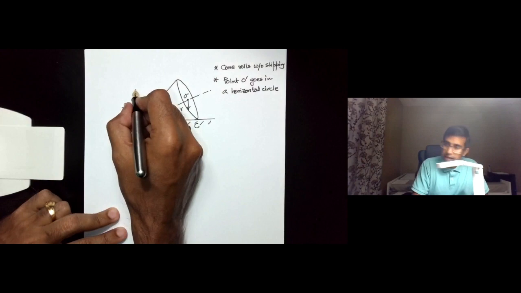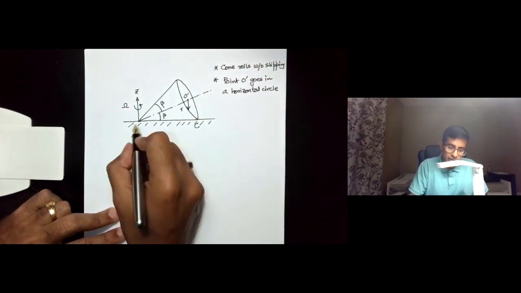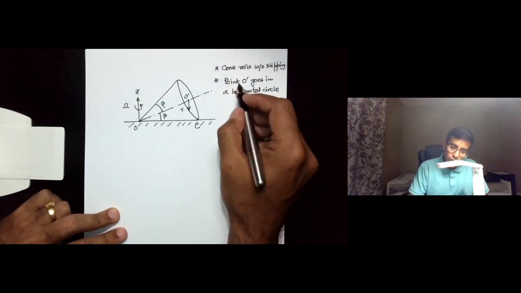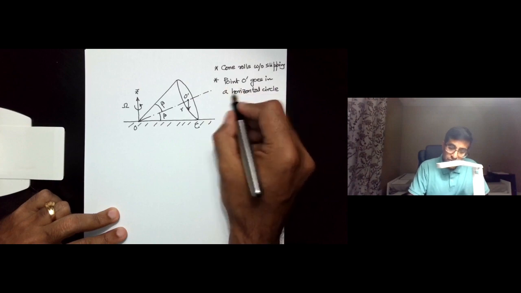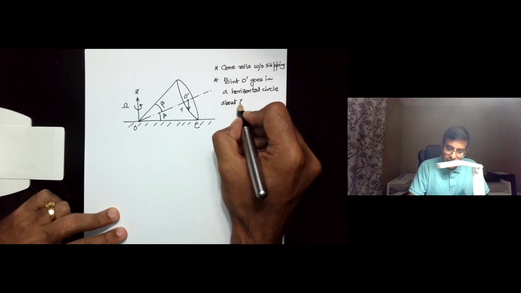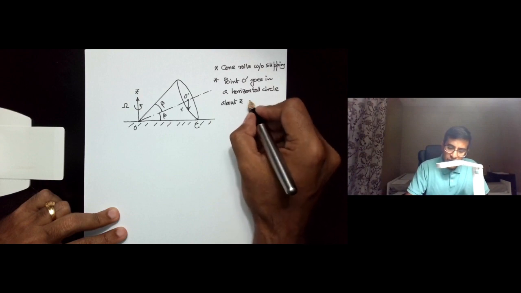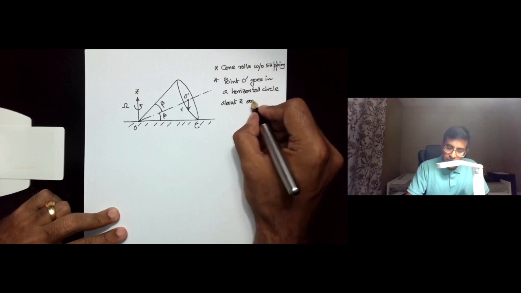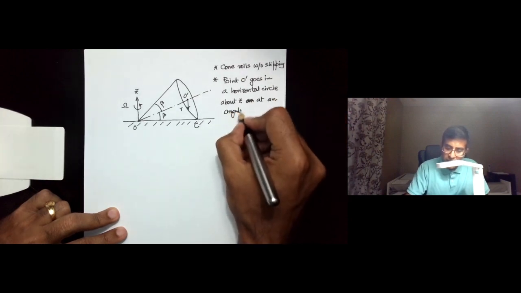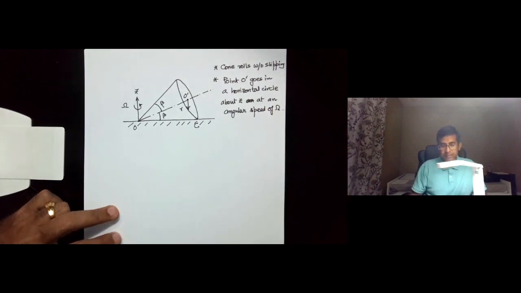let's say this vertical axis is Z through this vertex O. So the point O prime goes in a horizontal circle about Z at an angular speed of omega. Okay.